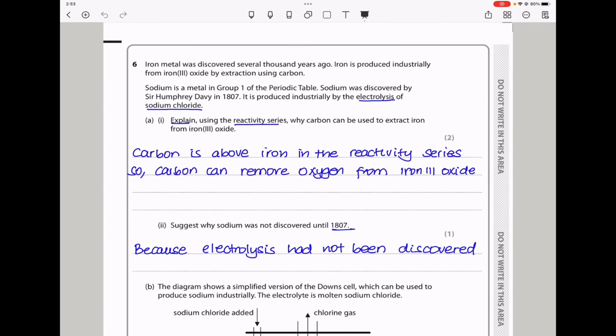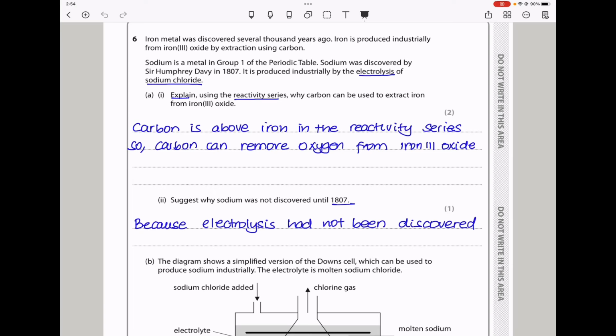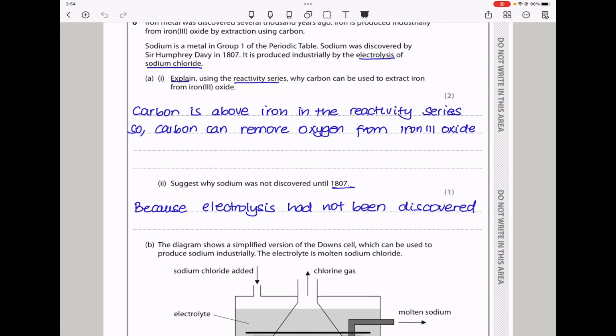Question 6. Iron metal was discovered several thousand years ago and is produced industrially from iron(III) oxide by extraction using carbon. Sodium is a metal in group 1 of the periodic table. Sodium was discovered by Sir Humphry Davy in 1807. It was produced industrially by the electrolysis of sodium chloride. In part A, they say, explain using the reactivity series why carbon can be used to extract iron from iron(III) oxide.